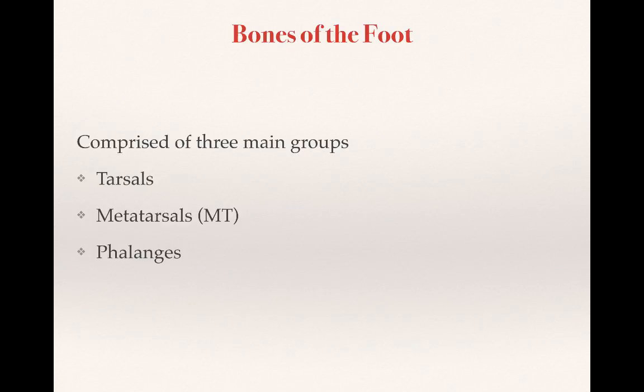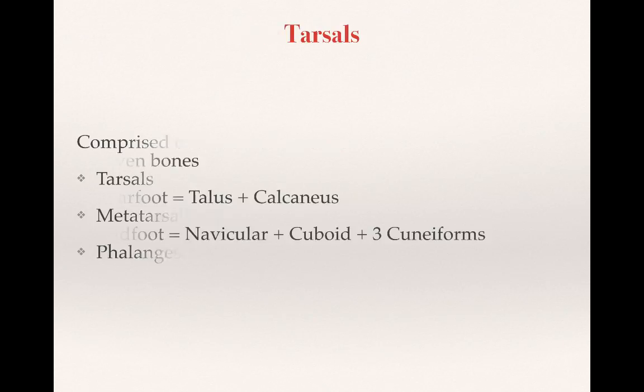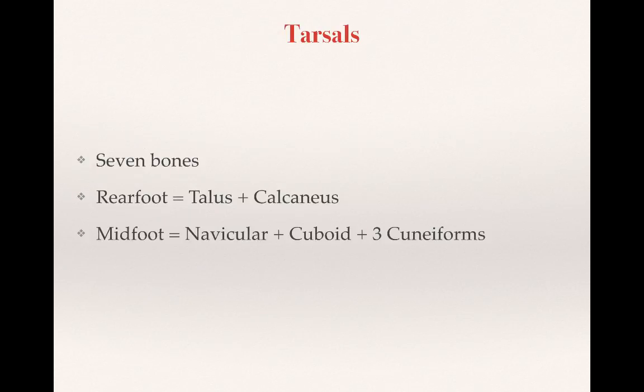The bones of the foot are comprised of three main groups: the tarsals, the metatarsals, and the phalanges. The tarsals include 7 bones: the talus, the calcaneus, the navicular, cuboid, and the 3 cuneiforms. Together we can group the talus and the calcaneus, and they form the rear foot, and the navicular bone, cuboid, and the 3 cuneiforms form the midfoot.